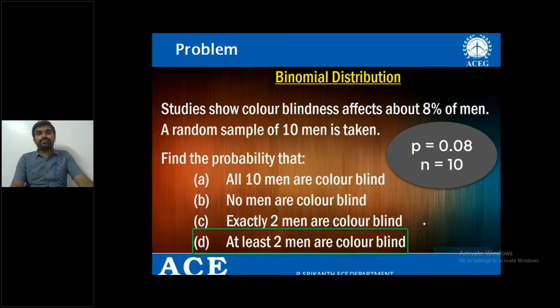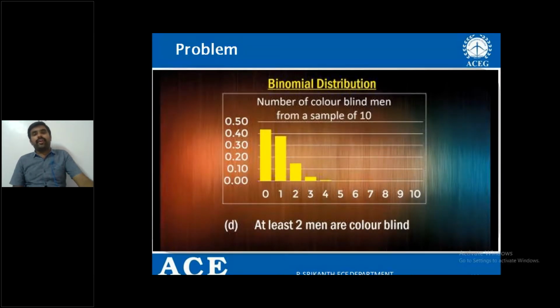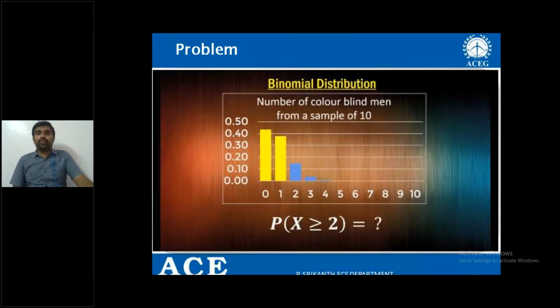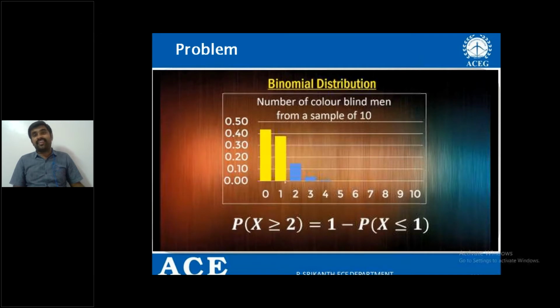See there, at least two men are colorblind. So P of x greater than or equal to 2 is how much? That is our question. From 2, I should add all the values up to 10, right? Or I can go for the second option. So what is the second option? As I said, P of x greater than or equal to 2 is nothing but 1 minus P of x less than or equal to 1.